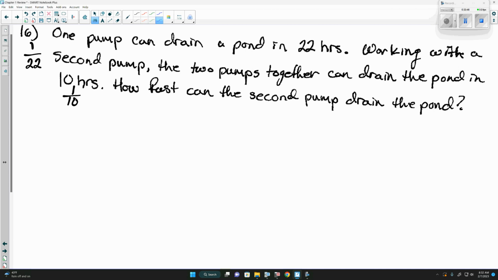So what do we know about pump 2? Do we know how fast it can drain it? No. So we're going to call the second pump what? 1 over x. So total, pump 1, 1 over 22, added to the speed of pump 2 will give us the total of 1/10.